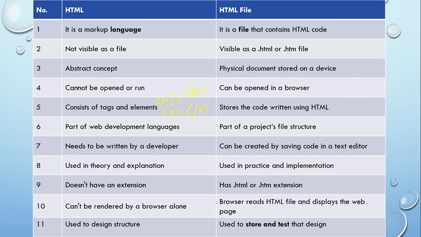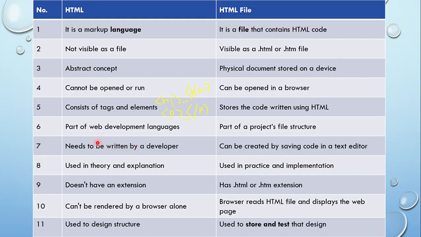H1. Okay. Inside, the space there is where you write your input. Okay. These are the HTML tags. Means HTML consists of the tags and elements. Whereas an HTML file stores the code written using the HTML. It's the place where you write all those tags. Okay, so HTML consists of the tags and elements, but the HTML file stores the code written using HTML.